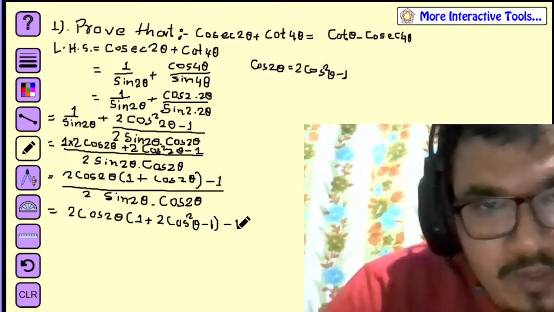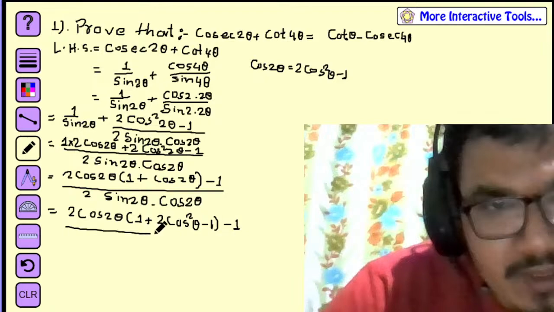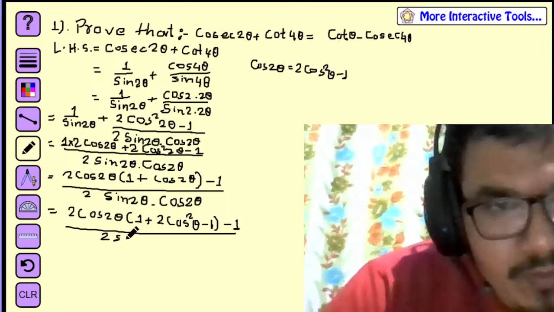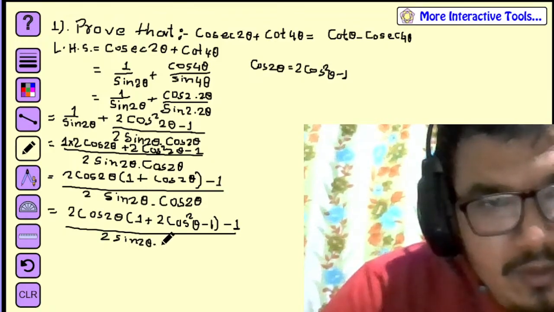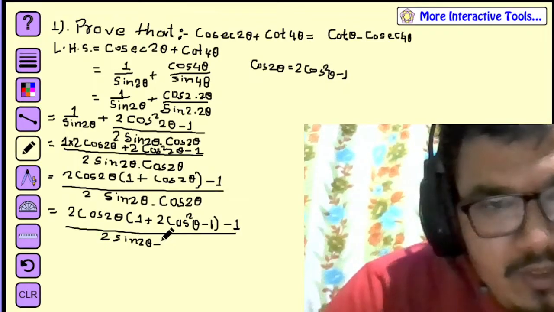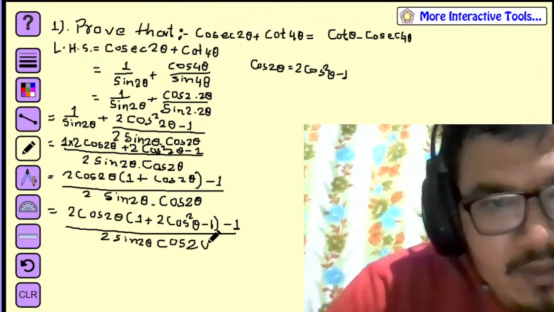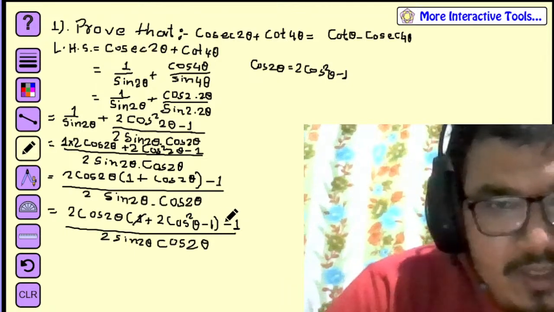And here is outside minus 1, and the denominator is the same: 2 sine 2 theta into cos 2 theta, like this. And we know this 1 and this minus 1 are cancelled. Because of that only we open this formula.